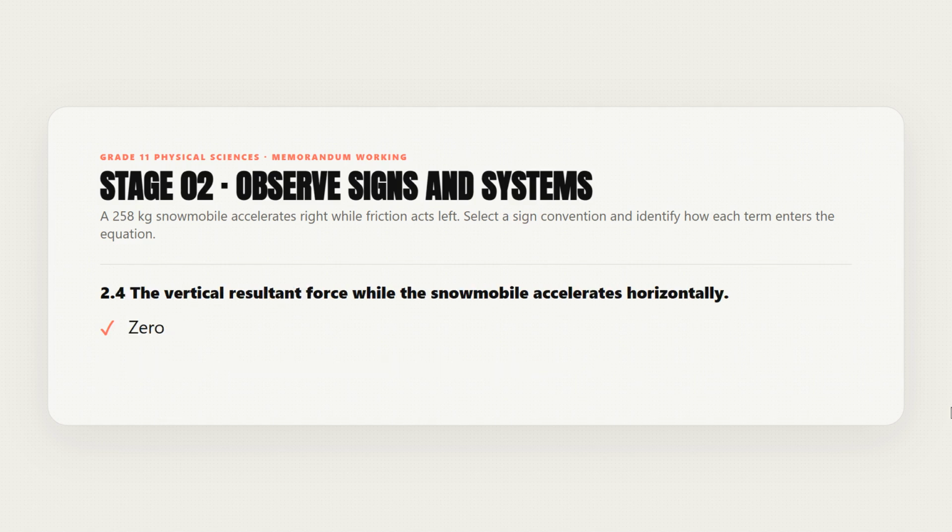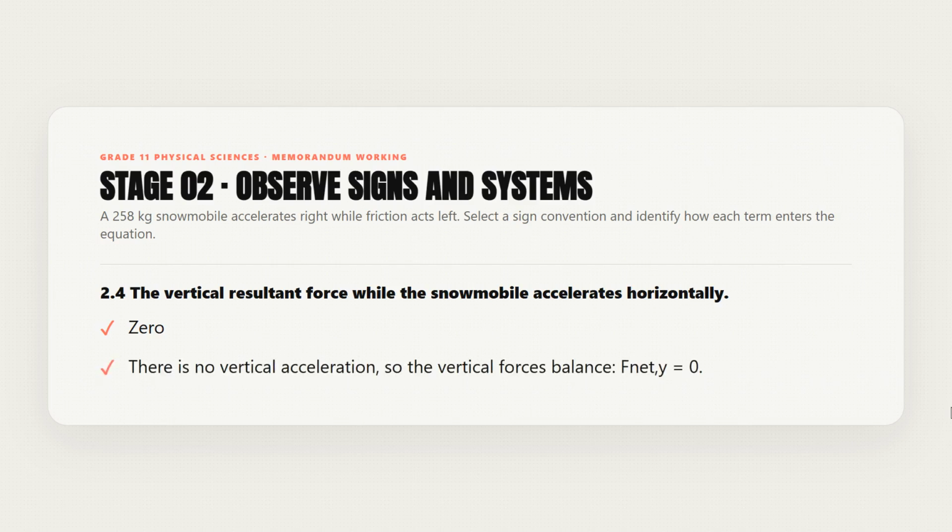Question 2.4. The vertical resultant force while the snowmobile accelerates horizontally. There is no vertical acceleration, so the vertical forces balance and the vertical resultant is 0.